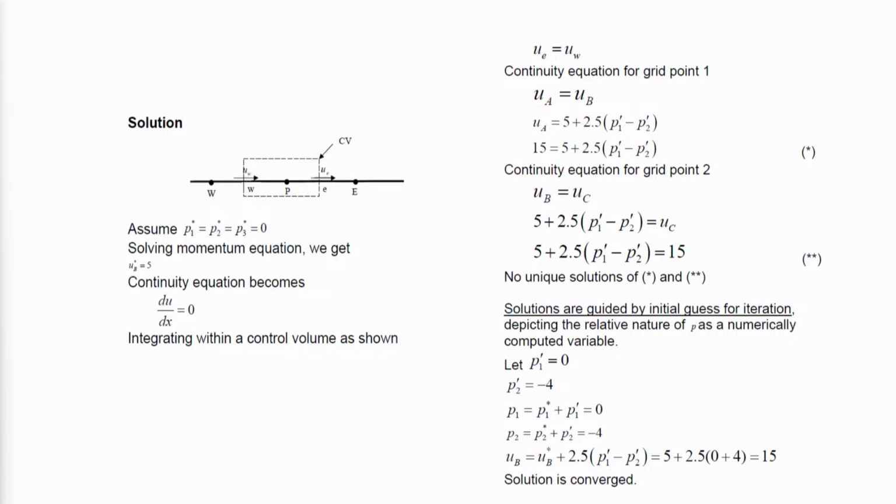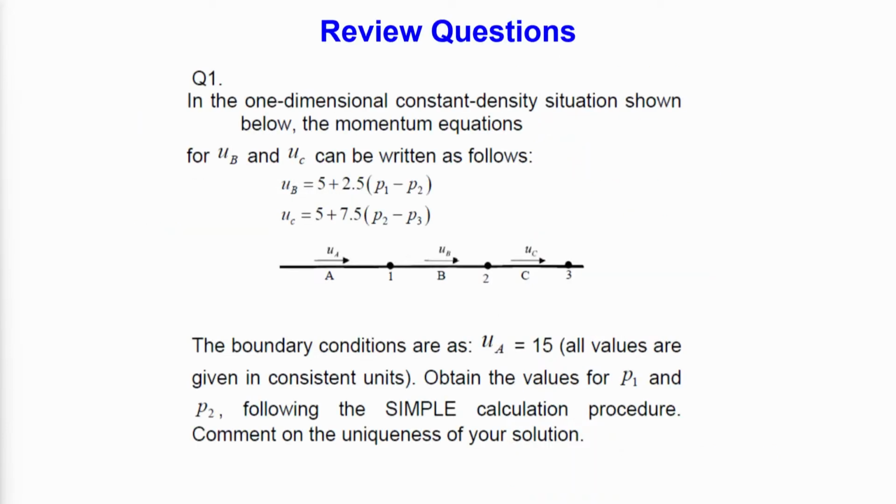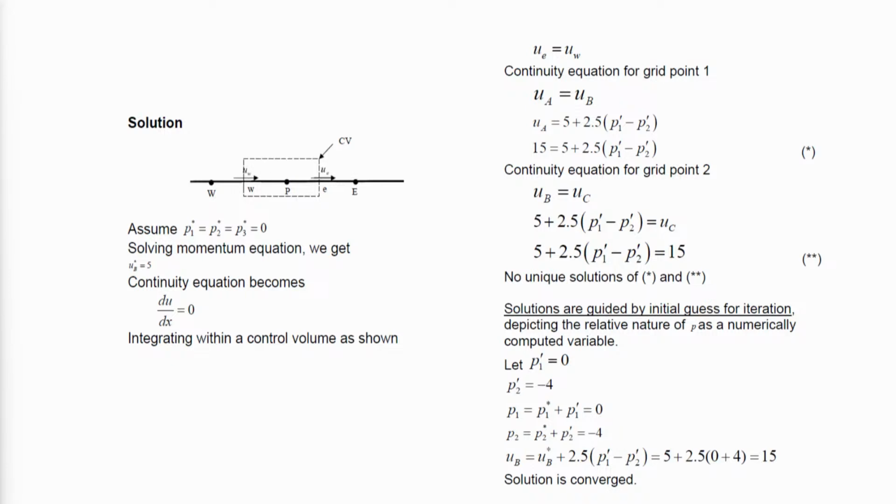We are integrating the continuity equation. One dimensional continuity is du dx equal to 0, with rho constant. So the continuity equation is u small e equal to u small w. For the grid point 1, if you get back to the diagram in the previous slide, that means u a equal to u b, because its neighbors are a and b. So, for grid point 1, you have the continuity u a equal to u b. Now you substitute your momentum equation there, in terms of pressure correction. So you have u a equal to 5 into 2.5 into P1 dash minus P2 dash.